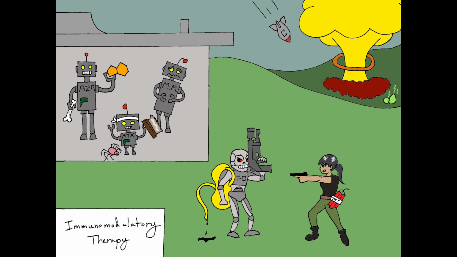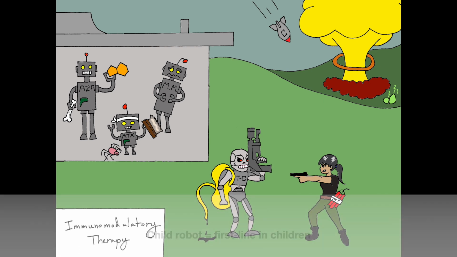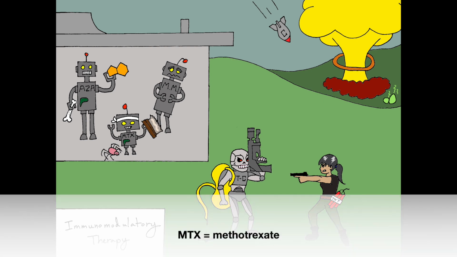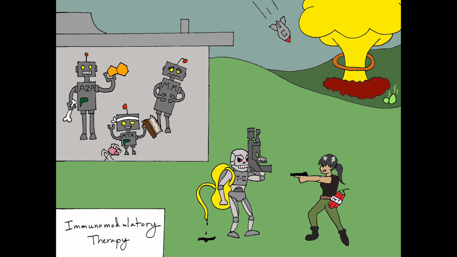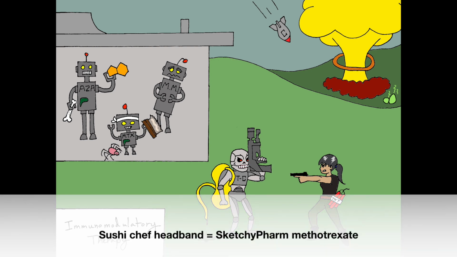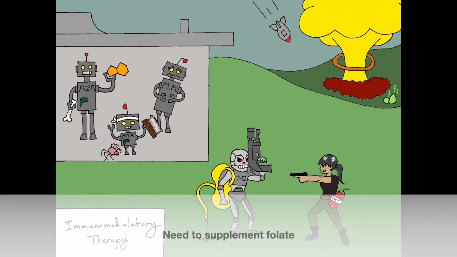Moving on to methotrexate. This is a little child robot because methotrexate is first-line therapy in children. He has a little MTX on his chest to remind you of the name. And if you remember the methotrexate sketch from Sketchy Farm, he has the little sushi chef headband on. Methotrexate is a folic acid analog and inhibitor of dihydrofolate reductase. When you prescribe this medication, you must also supplement the patient with folate.